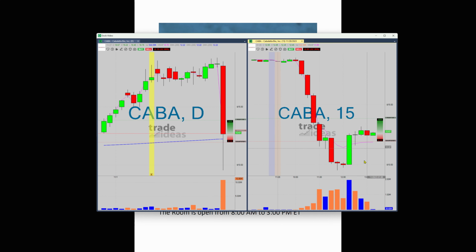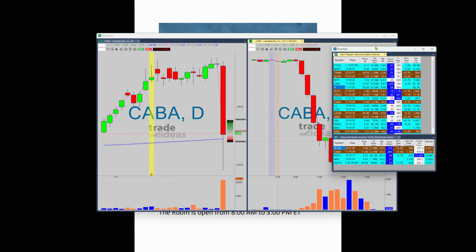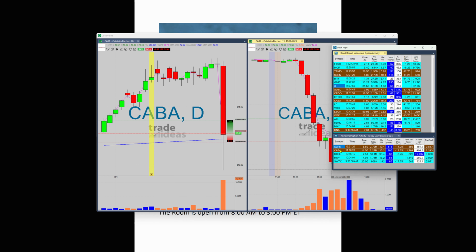Well, here's an example of how you can make money both ways on a stock. Now, first of all, CABA. If you've been in the room before, you know that I try to explain to people that if you see the same stock, now this CABA showed up in my abnormal option activity plus the 10-day daily breakdown, okay? And it showed up a little earlier in the abnormal option activity, but look what happened here.